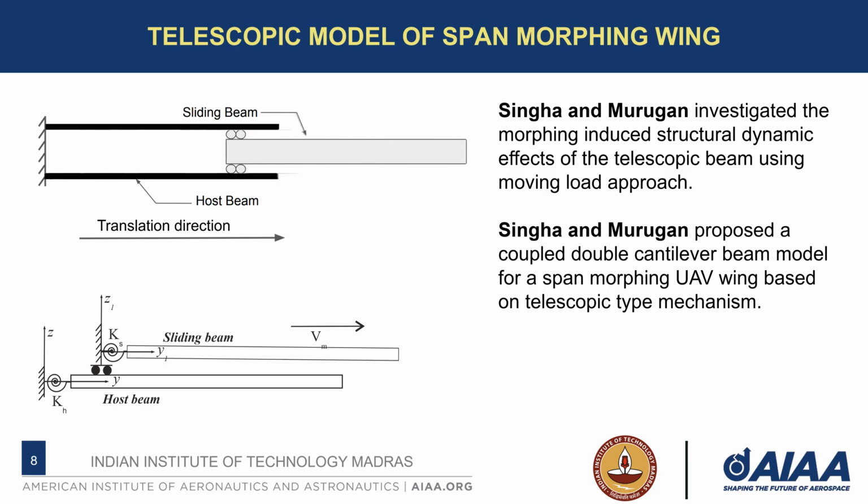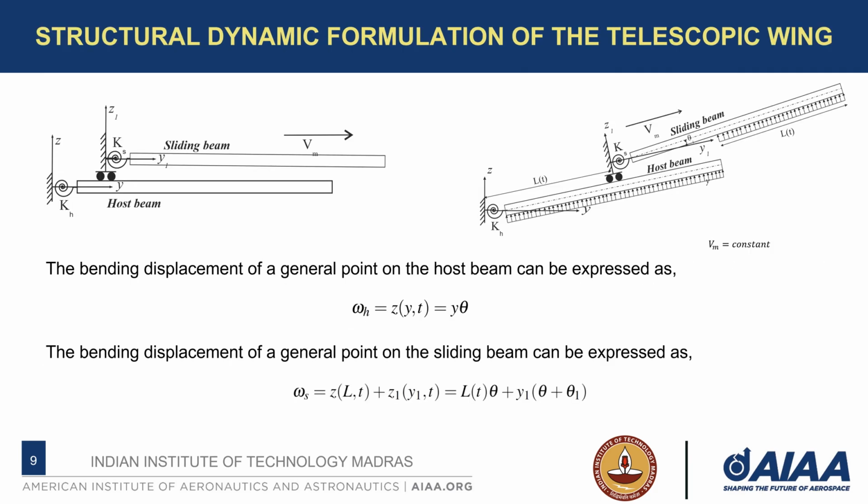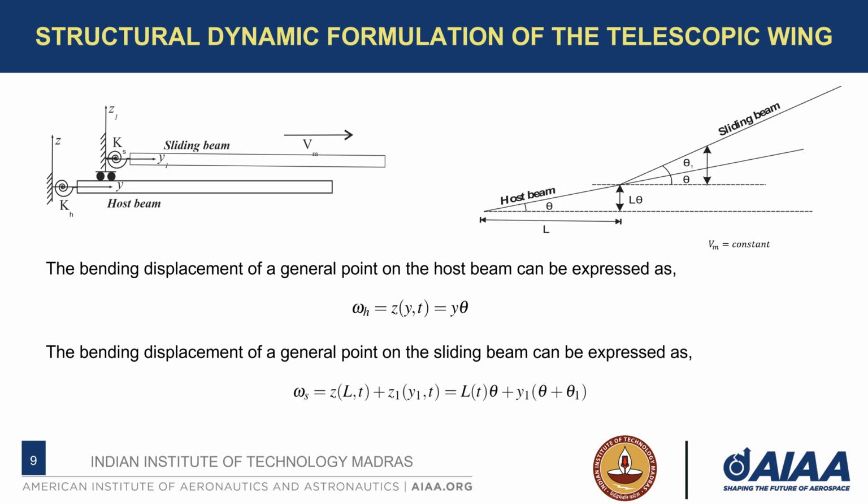For the mathematical modeling, a simple unswept, untapered wing is considered in this study. The rectangular wings are assumed to be rigid, but they have rotational springs at the root to provide the flap degrees of freedom. The sliding beam moves over the host beam during the morphing process. The morphing speed in the study is assumed to be constant throughout the morphing process. The schematic line diagram we can see here. From this, we can formulate the displacement of a general point on both the wings, the sliding wing and the host wing.